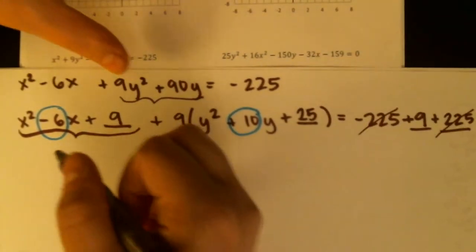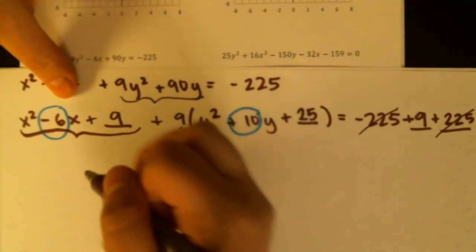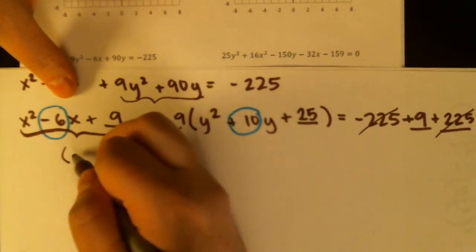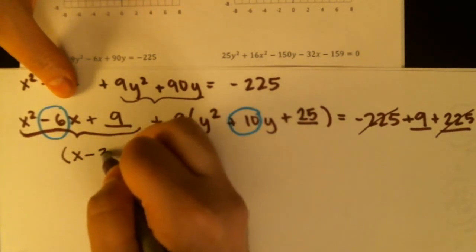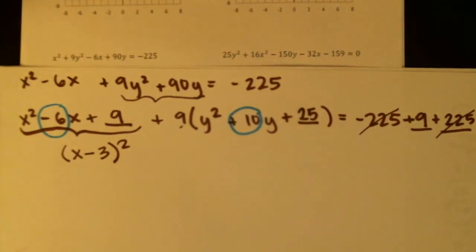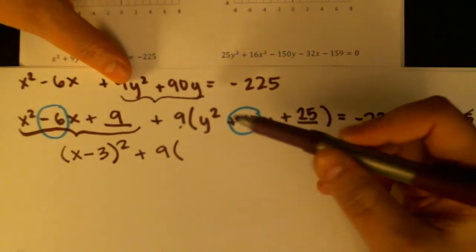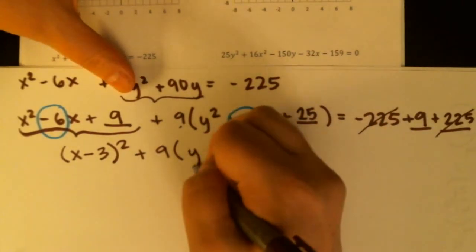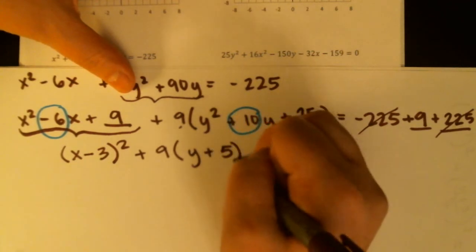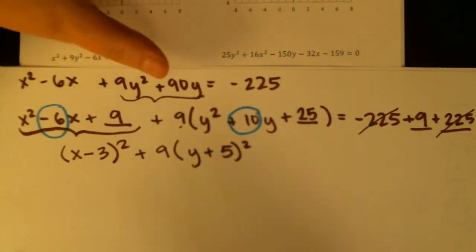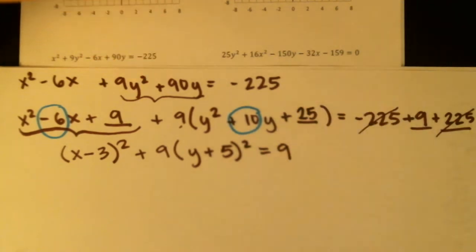So now I have x squared minus 6x plus 9, and I can factor that, and it is a perfect square. That factors into x minus 3 times x minus 3. And for the y's, I also have a perfect square that factors into y plus 5 times y plus 5. And then all I have left on the right-hand side is that 9.